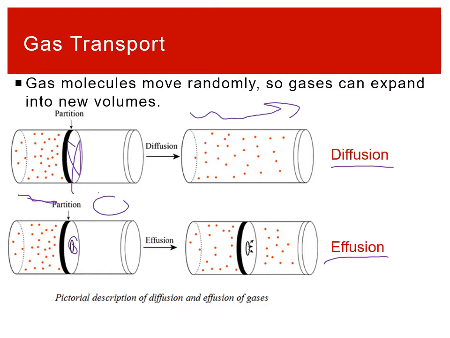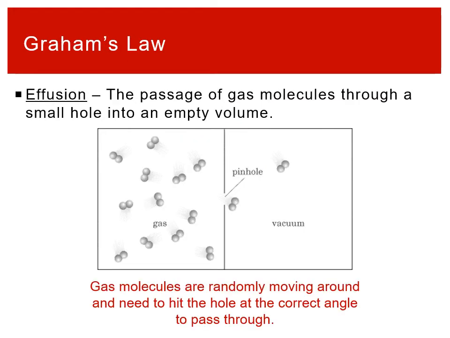And the hole is generally much smaller than, say, the entire surface of the wall that the gas is colliding with. So this is the passage of gas molecules through a small hole into, and this is important, an empty volume. The gas molecules are just bouncing around.